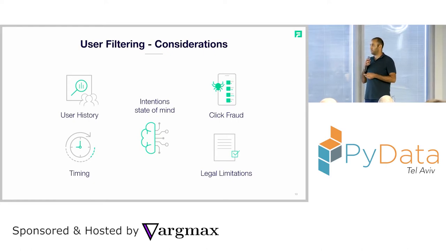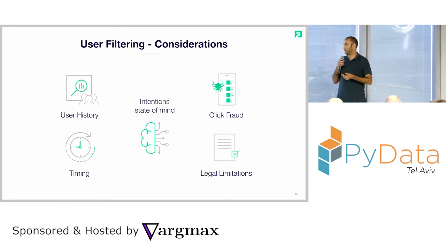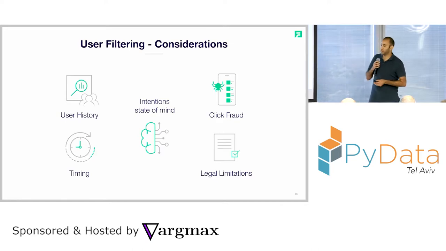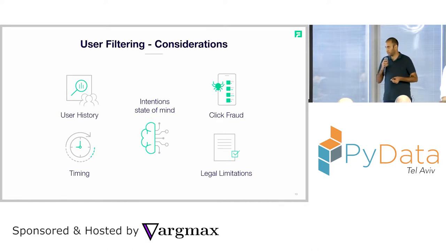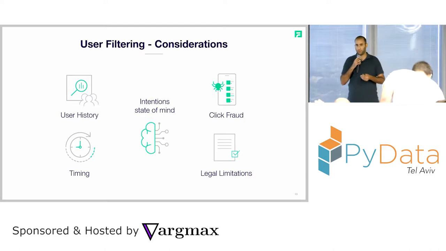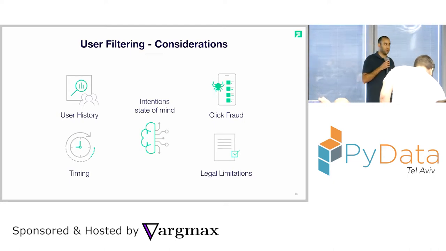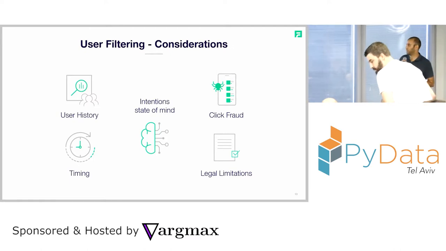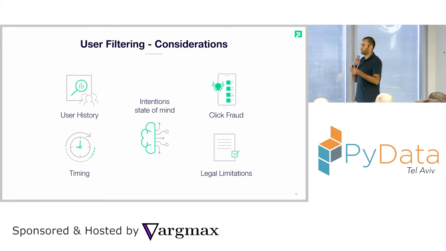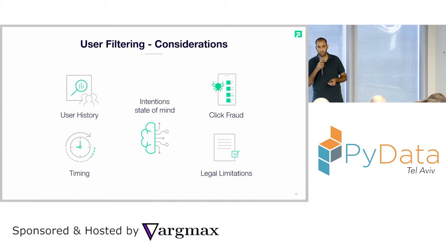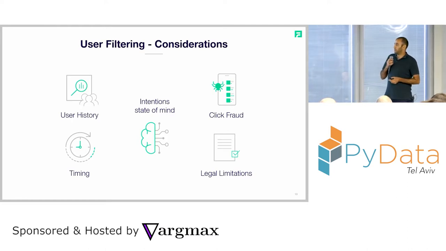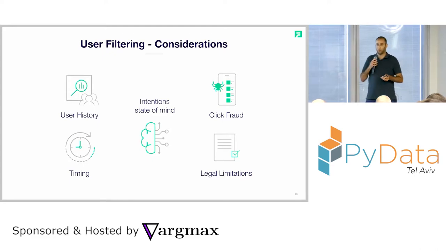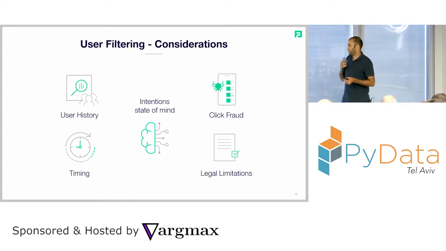It really depends, and there are several considerations that an advertiser should take into account. For example, user history: what did this user do in the past? Timing: let's say now it's 3 a.m. and the advertisement is for a restaurant and pickup from that restaurant, but the restaurant is currently closed. It might be irrelevant for the user, right? Click fraud: was this user fraudulent in the past for some reason?